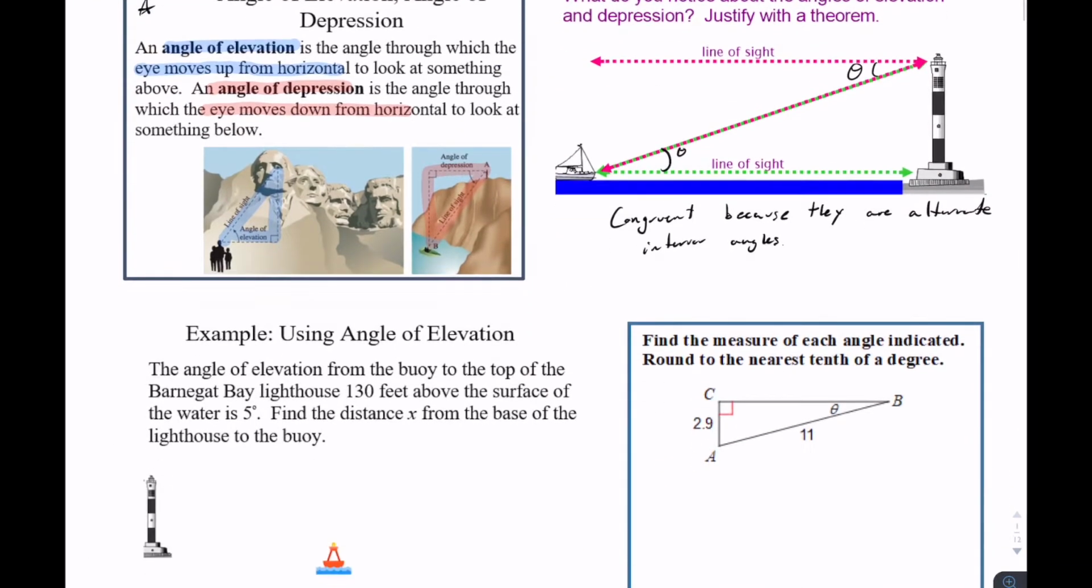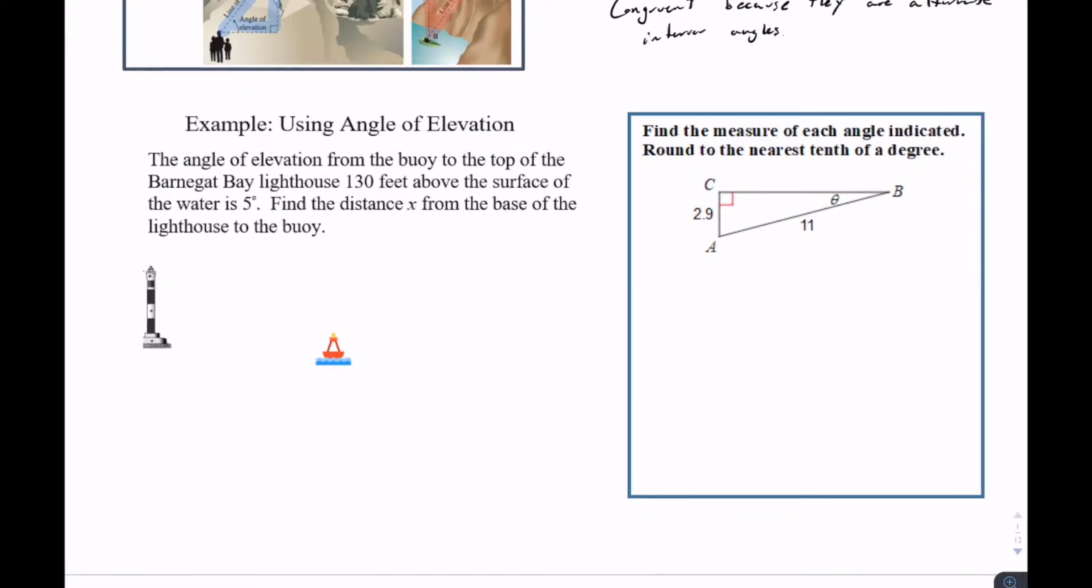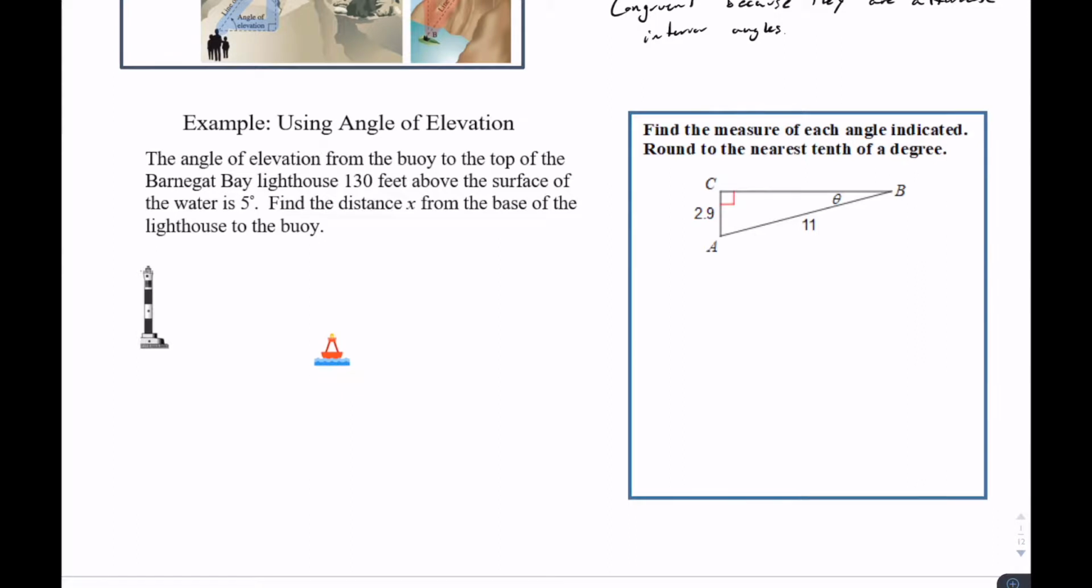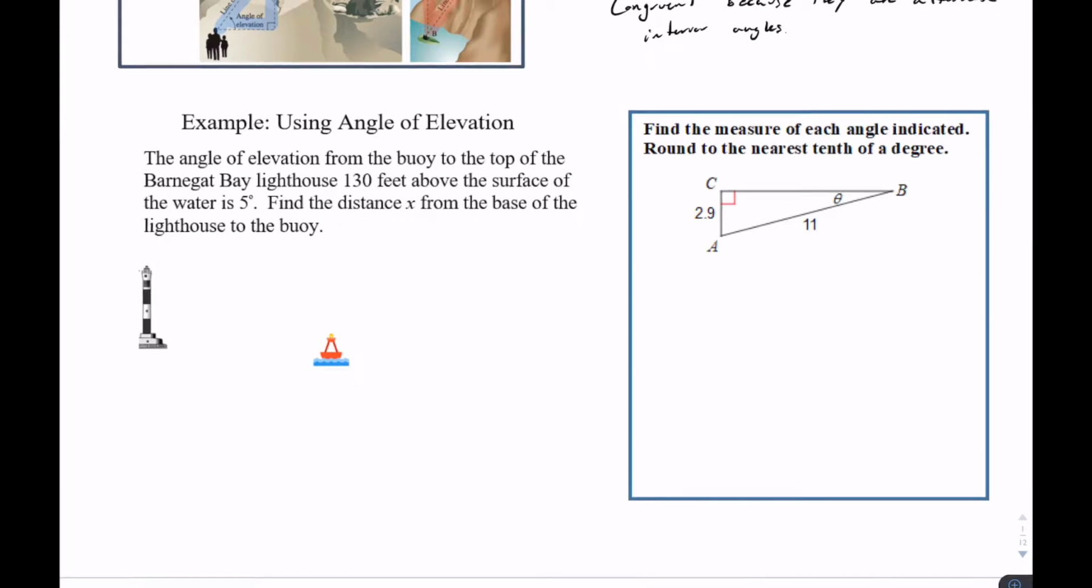Hopefully you remember that. So then right here, we have two examples that we're going to work with. One with the angle of elevation and one with the angle of depression. So first we have our situation, the angle of elevation from the buoy to the top of the Barnegat Bay Lighthouse, 130 feet above the surface of the water, is 5 degrees. Find the distance x from the base of the lighthouse to the buoy.